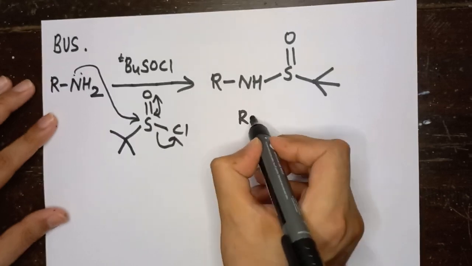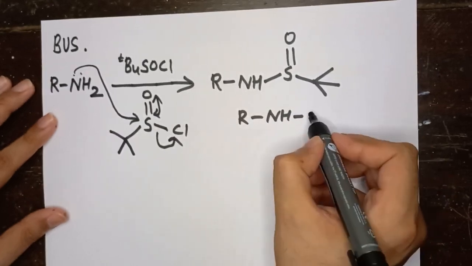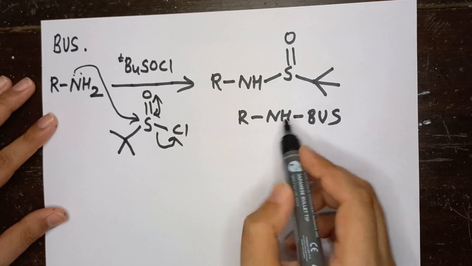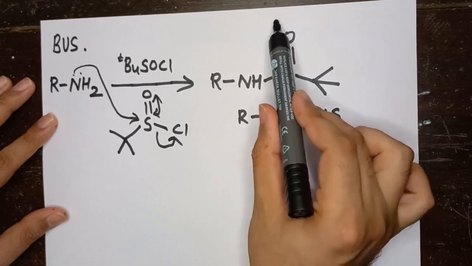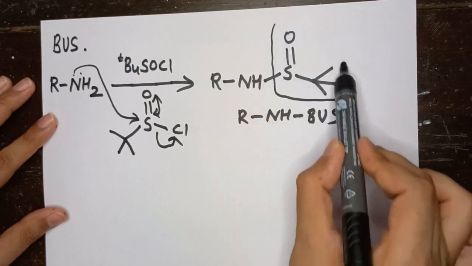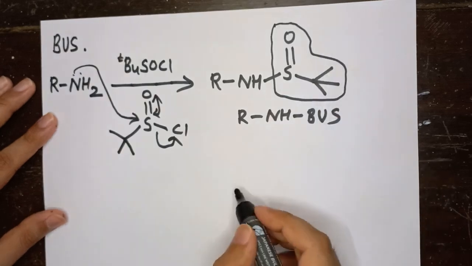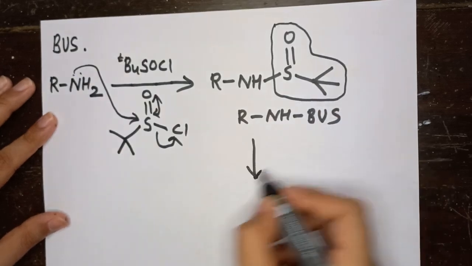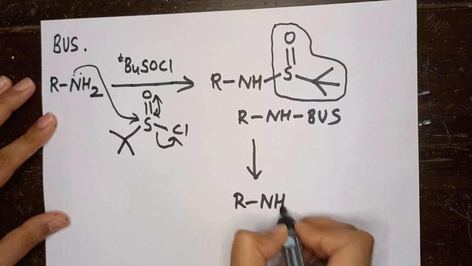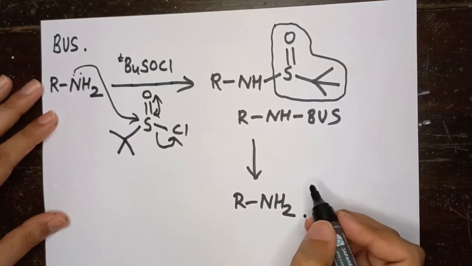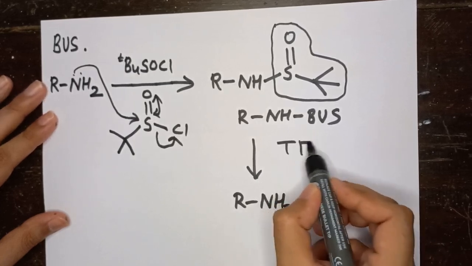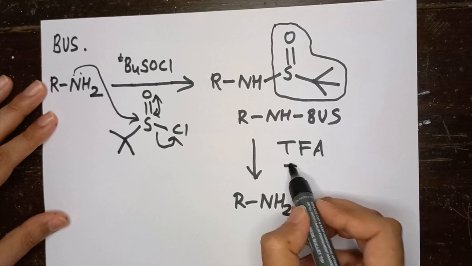This is what we call RNH-Bus. This is what we call the Bus protection. And to deprotect this Bus group and get your RNH2 back, you need to use acidic medium. You can use trifluoroacetic acid or you can also use triflic acid.